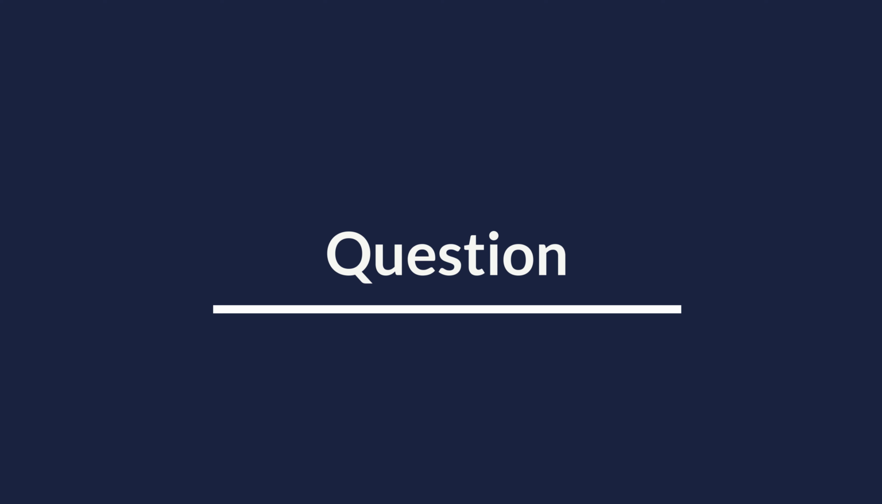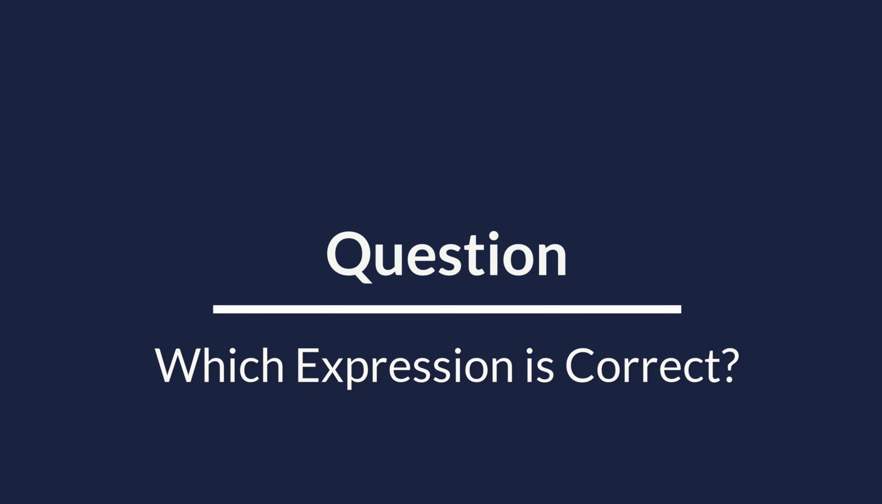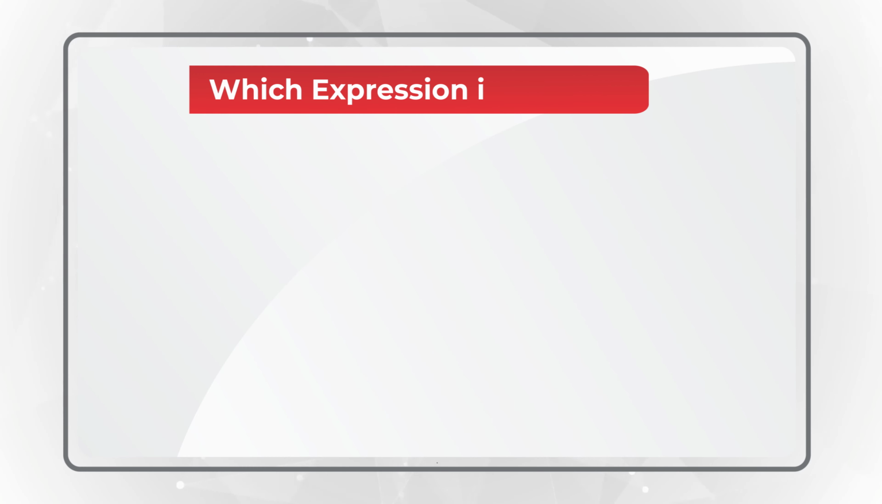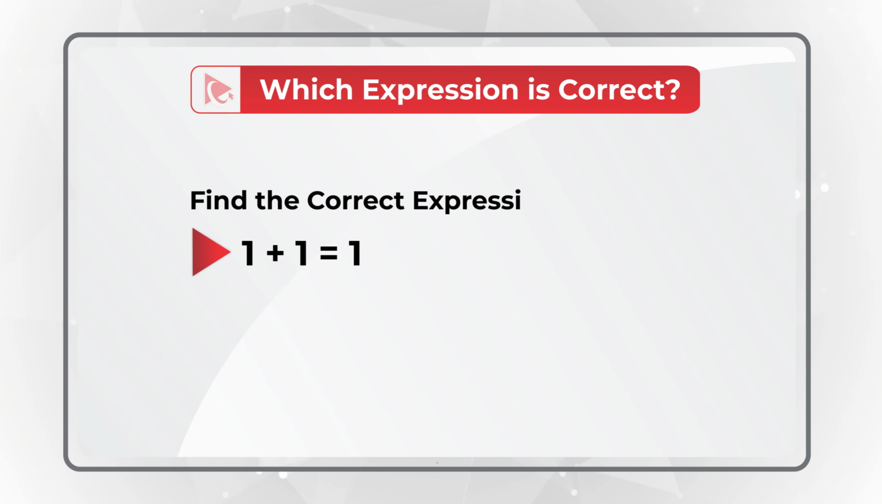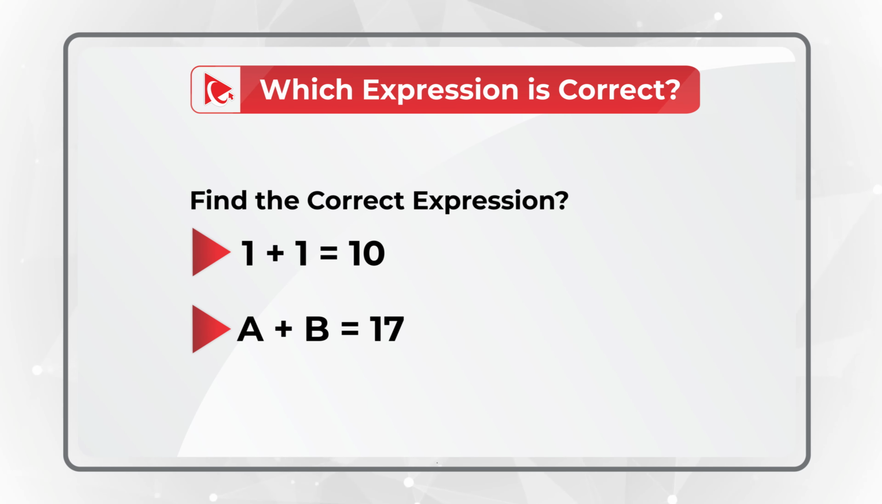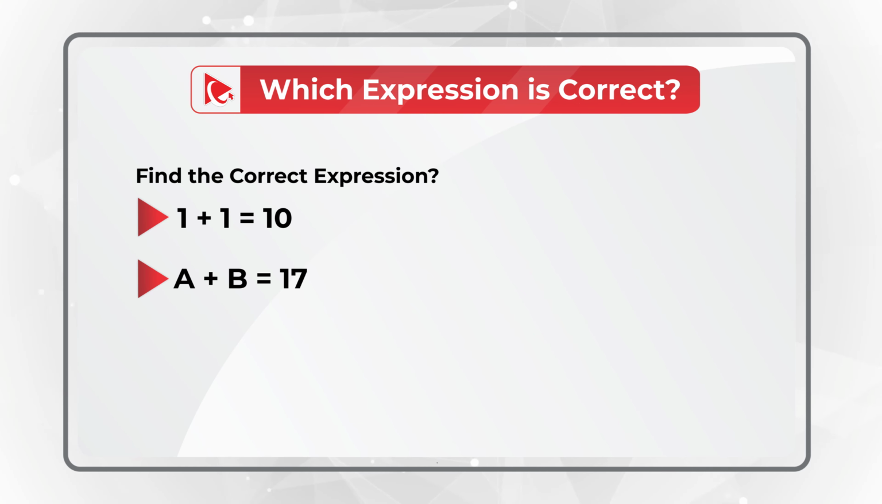Here's a very unusual question which is frequently used in a test. You need to find the correct expression. And you're presented with choices: 1 plus 1 equals 10, and second choice, A plus B equals 17. You have 4 different options to choose from.